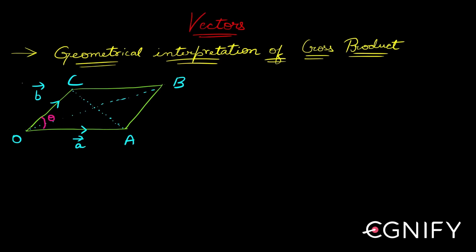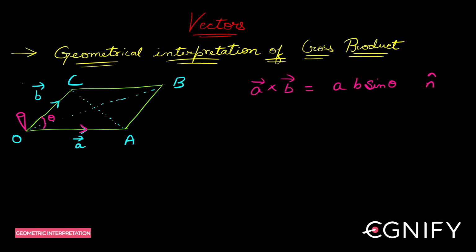Now, what will A cross B give me? Let's actually look at that. So A cross B is nothing but AB sine theta n cap, right? Where is this n cap? This n cap is, you have to put a screw here. And then this parallelogram itself is the plane containing A and B, right? Because your A is this, your B is this, and OABC is itself the plane which contains A and B.